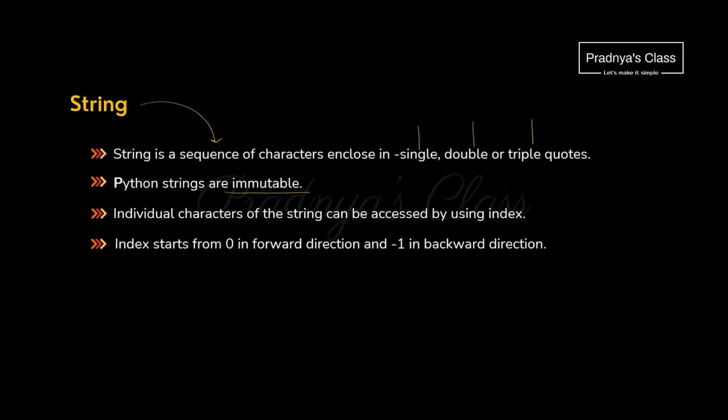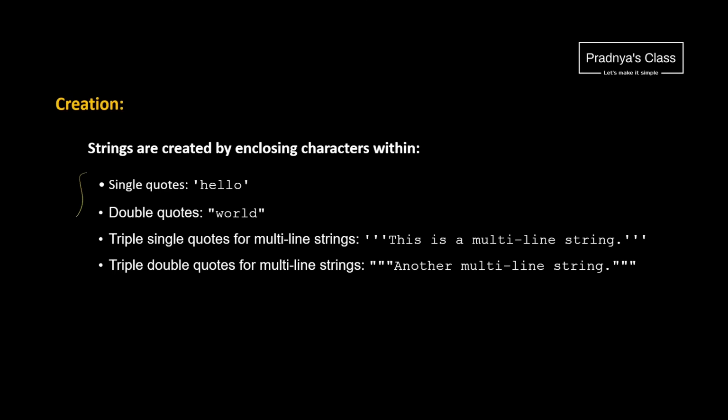Individual element of the string can be accessed using index. We can traverse the string in the forward direction as well as in the backward direction. Look at the creation. In 4 different ways we can create the string. Single quotes, double quotes and triple quotes. In case of triple quotes, we can use single triple quotes or double triple quotes. These two options are used for creating multi-line strings.